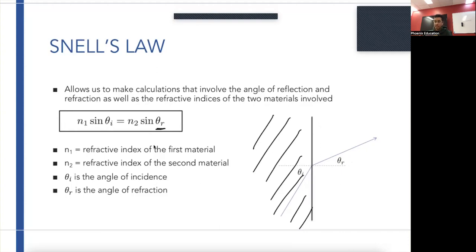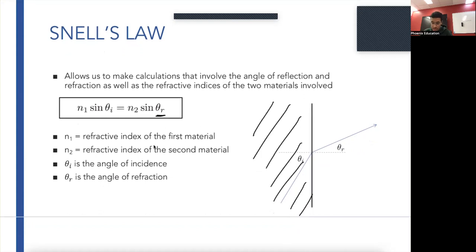But when a wave is entering from a more dense to a less dense medium, it's going to bend away from the normal. Okay, so less to more is going to bend towards the normal. More to less is going to bend away from the normal. All right, so these are really important things to know.